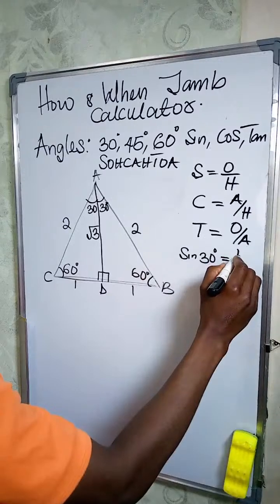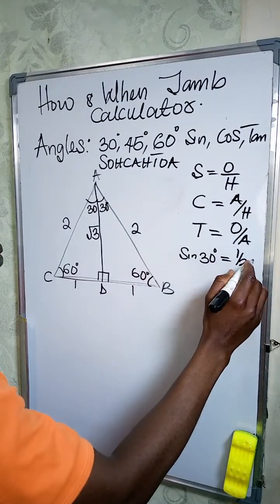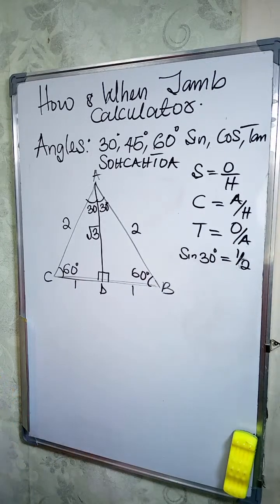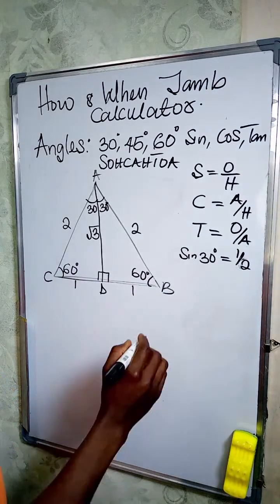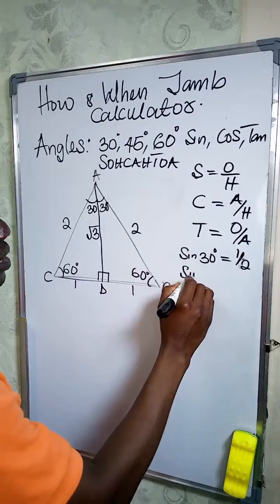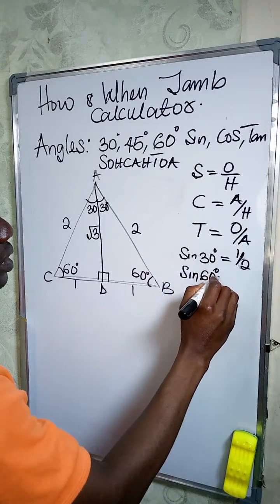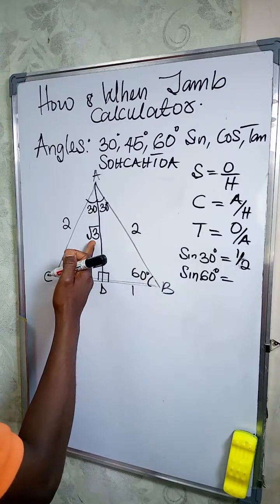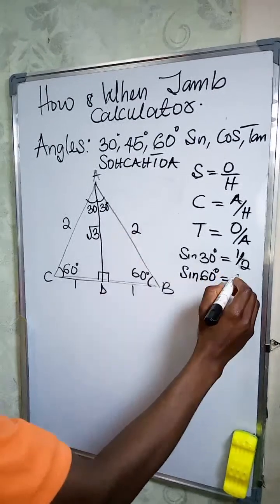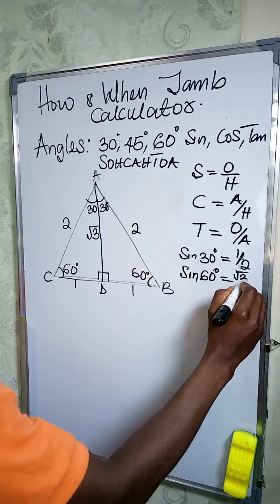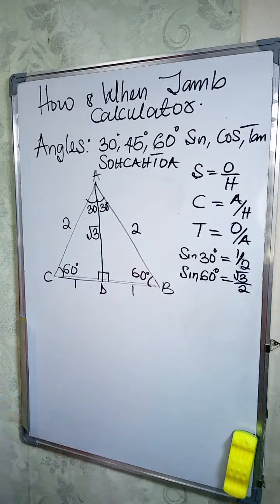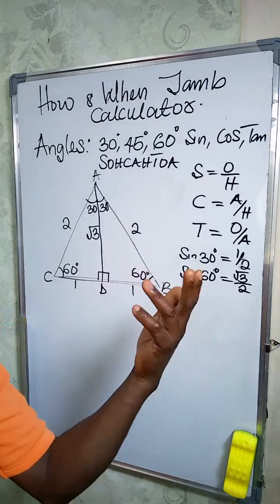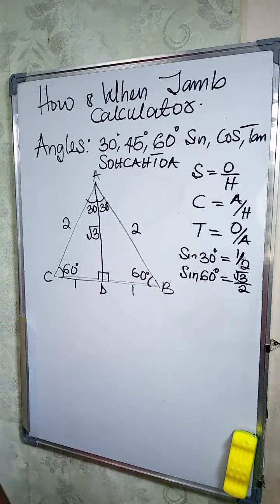So tan 30, sine 30 go be 1 over what? 1 over 2. That is half, wey be 0.5. Now if I say sine 60 degree, sine 60 go dey equal to, there na 60, here na opposite, here na hypotenuse. E go dey equal to root 3 divided by 2. And if you point your calculator, e go give you 0.8660. Na im be this.